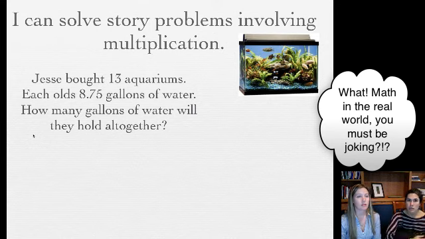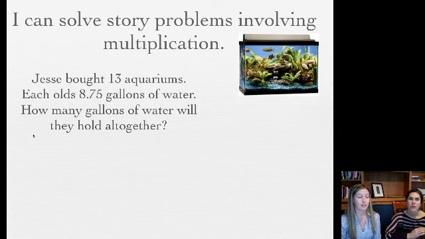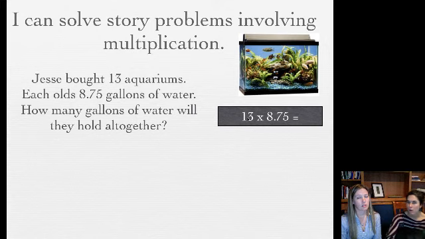So here we have Jessie bought 13 aquariums. Wow, that's a lot of aquariums. Each holds 8 7/75 gallons of water, so not quite 9 gallons of water. How many gallons of water will they hold all together? So here you're going to want to think about, well, I have to multiply these 2 sets of numbers together, and then once again just showing you the shortcut method way.